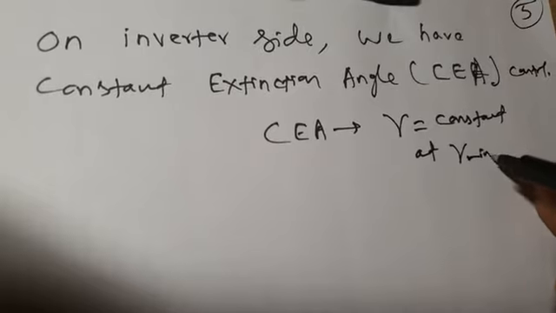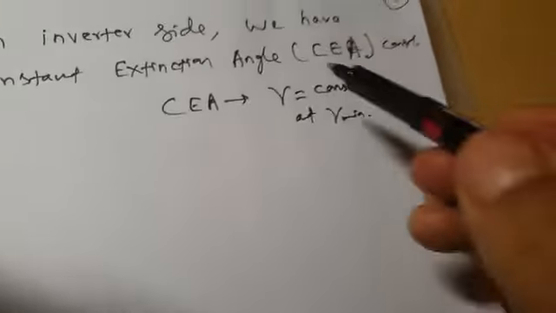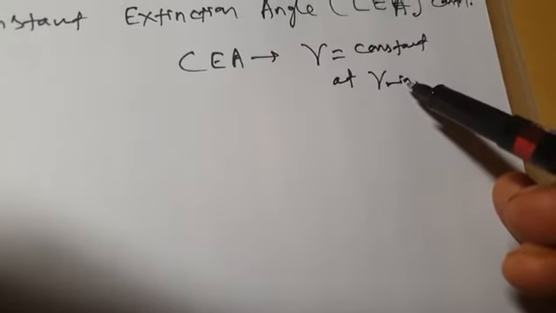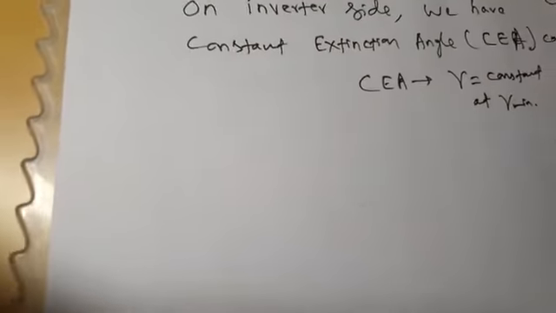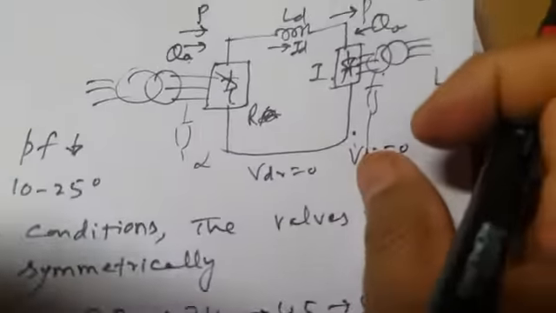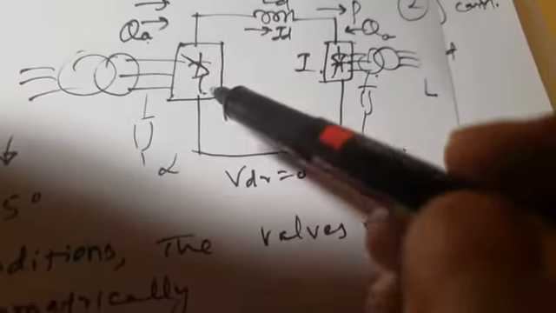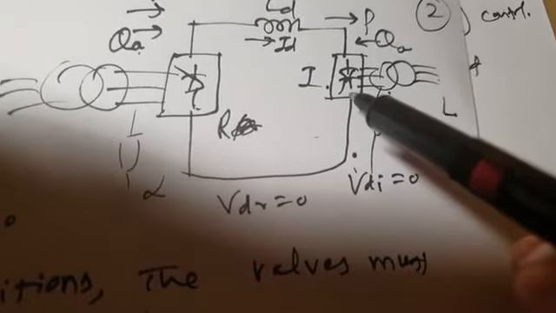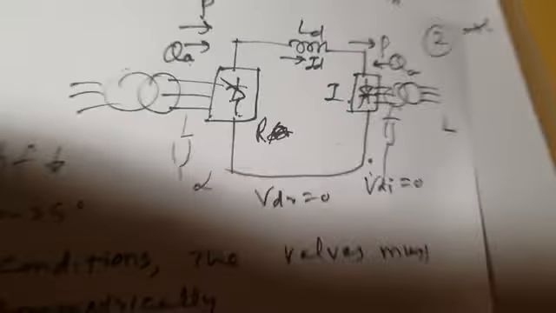So that even if the commutation failure occurs, gamma is not allowed to go below gamma min, and commutation failure is always avoided. So commutation failure is avoided. Now, therefore, you have two sides. You have rectifier side and you have inverter side. Generally, the control action is such that on the rectifier side, we have constant current control, and on the inverter side, we have constant extinction angle control.